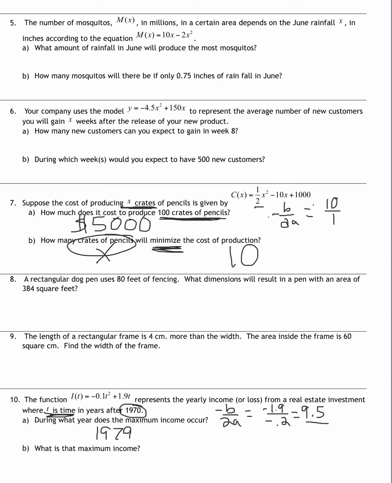Yeah. Okay. And then part B asks, what is that maximum income? So all I have to do is take that 9.5 and plug it back in for T. Again, I'm going to ask my calculator to help me with that. So a negative 0.1 times 9.5 squared plus 1.9 times 9.5.